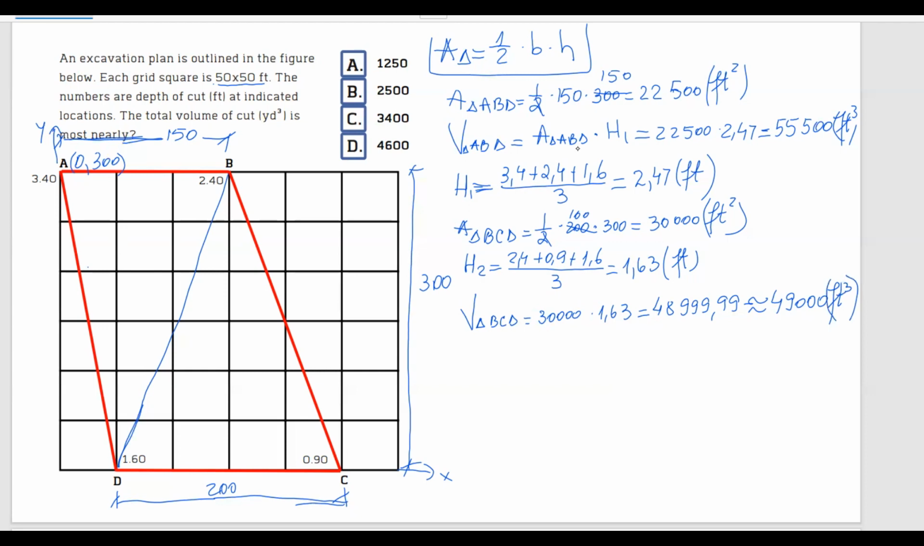For the total volume now, we're going to add the volume of triangle ABD plus the volume of triangle BCD.